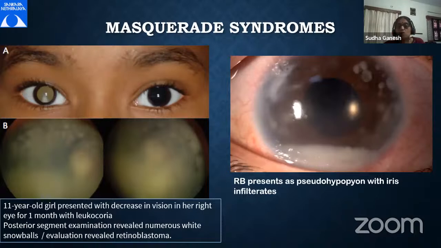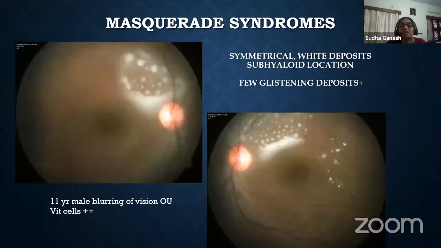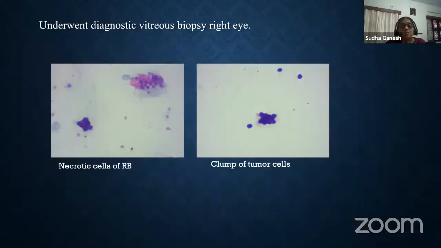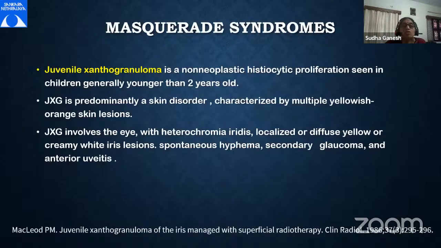Retinoblastoma can also present with pseudohypopyon with iris infiltrates. This was a child seen in our clinic with blurring of vision, 11 years old, plenty of cells. We found symmetrical white deposits in the subhyaloid location with glistening deposits, and further investigation and diagnostic vitrectomy revealed retinoblastoma.